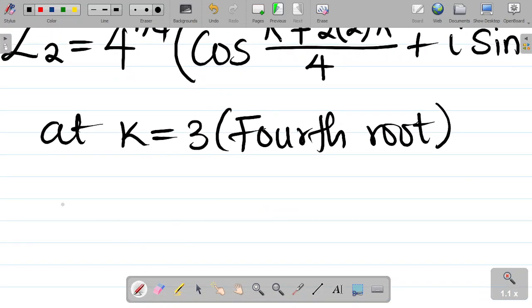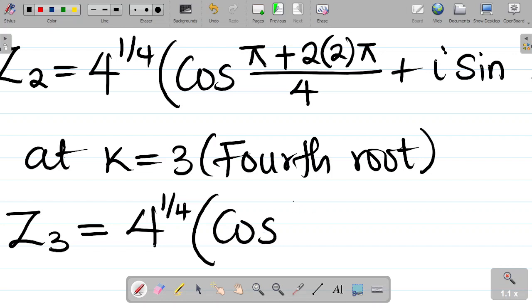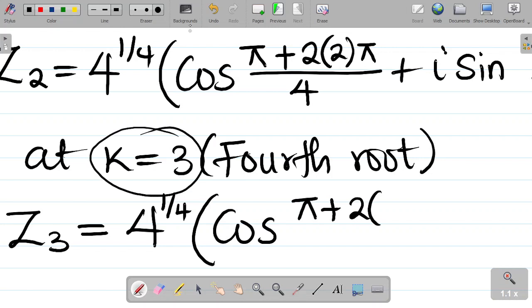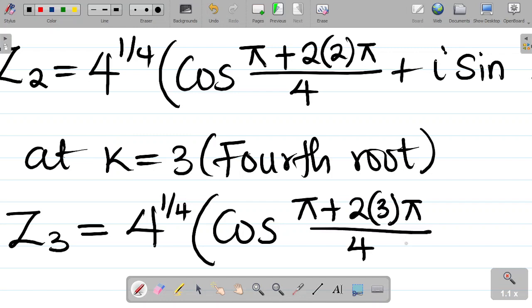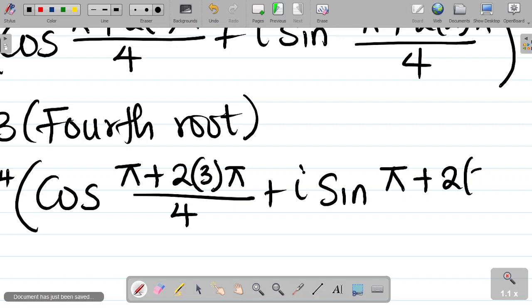All right, so for this we have z3. Z3 is equal to r to the power 1 over n. That becomes 4 to the power 1 over n, so 1 over n is 4, into cosine of pi plus 2 into k. In this case, k is 3. Becomes 2 into 3, and then pi all over 4 plus I sine, repeat the same thing. I have pi plus 2 times 3 into pi all over 4.